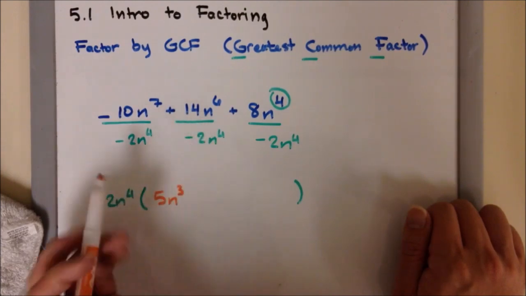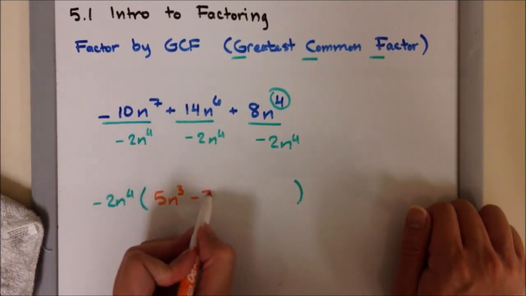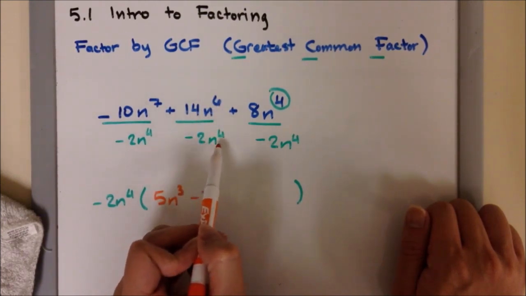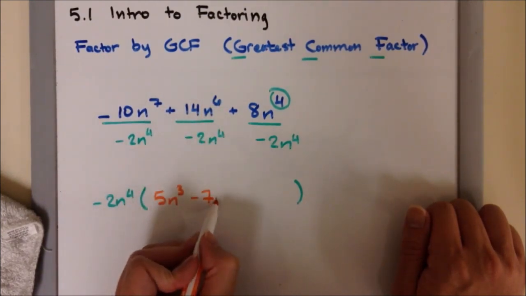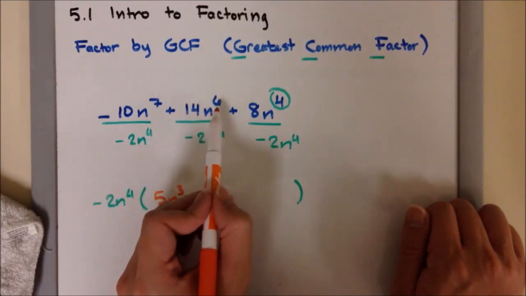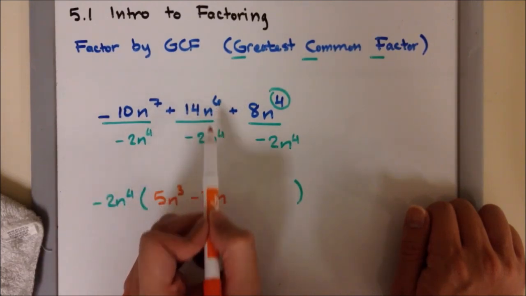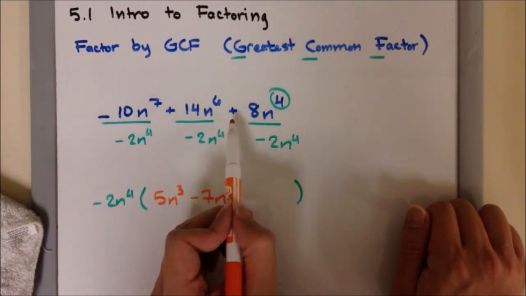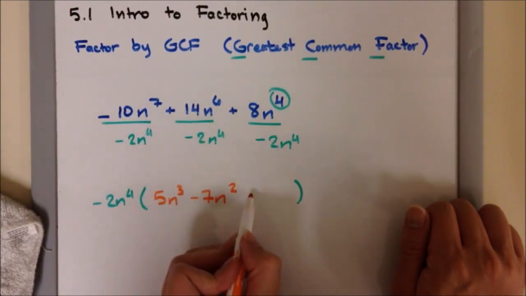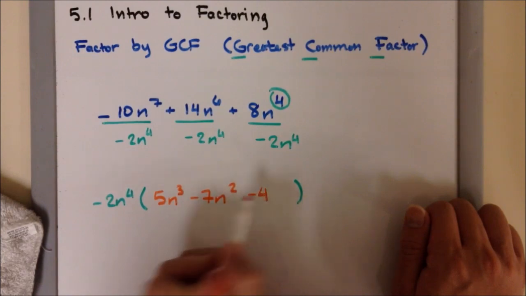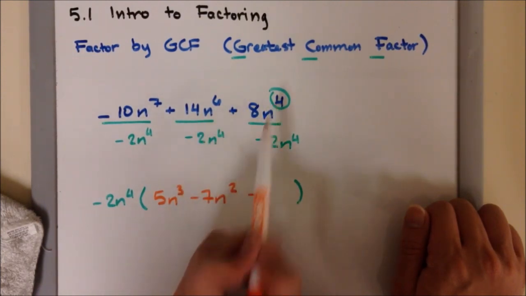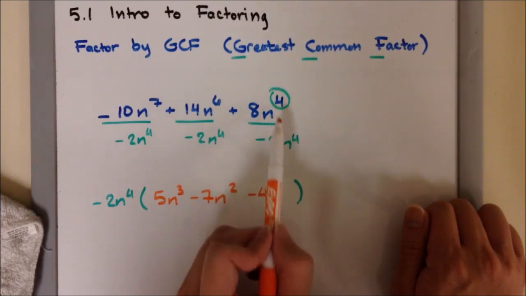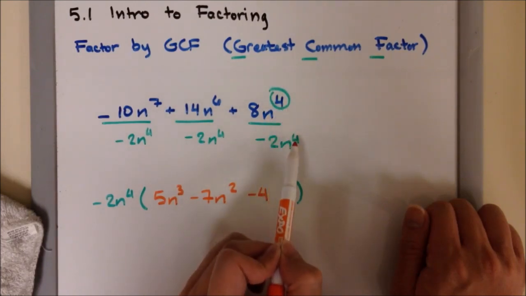Positive 14 divided by negative 2 will be negative 7. And then n to the 6th divided by n to the 4th. So remember, law of exponents, top minus bottom, 6 minus 4, that would be 2. Then over here, positive 8 divided by negative 2 will be negative 4. n to the 4th divided by n to the 4th. So it will be top minus bottom, 4 minus 4.